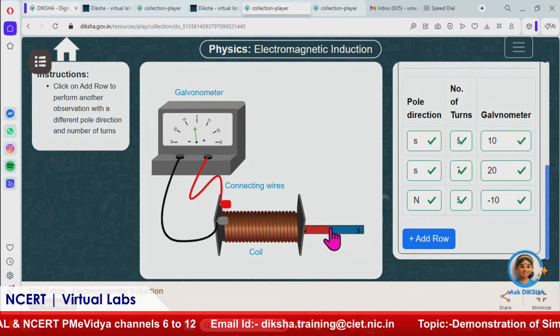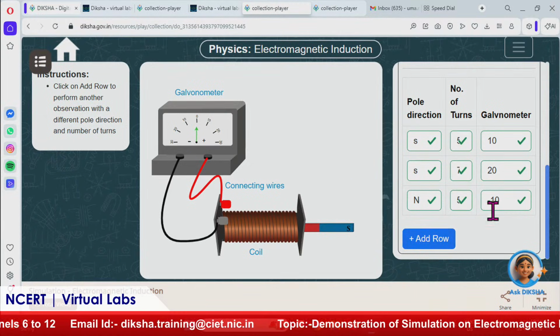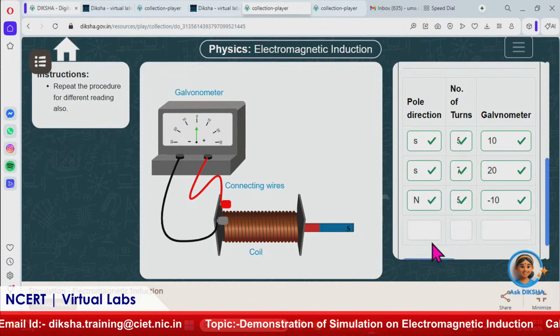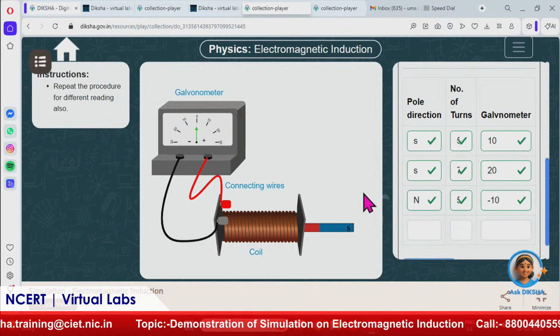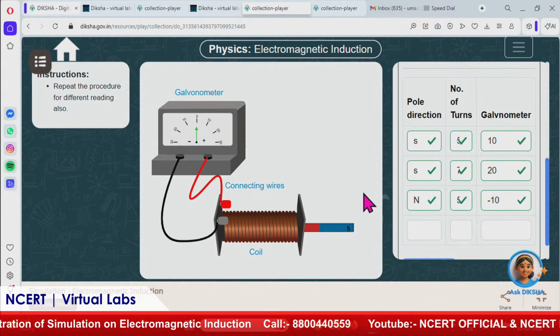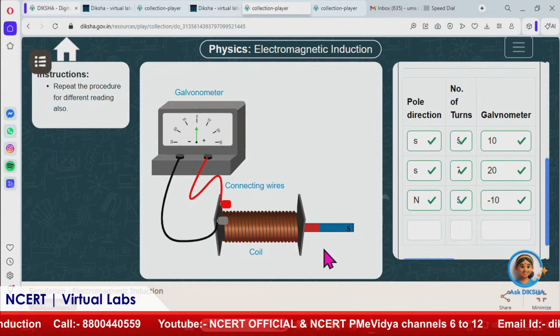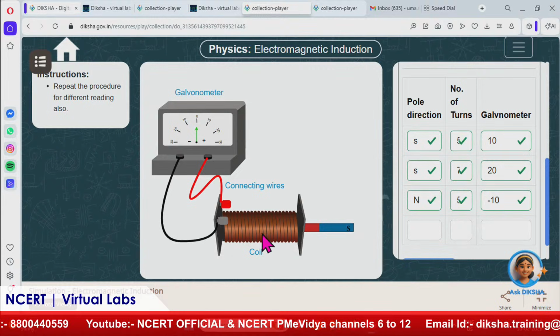You will see here it is moving in just the vice versa direction, so hence I have to write minus 10 over here. So these are all the conditions which Faraday checked while doing this experiment, by taking a simple galvanometer, this coil and a bar magnet, one permanent magnet, and the various scenarios he checked, like by relative motion.